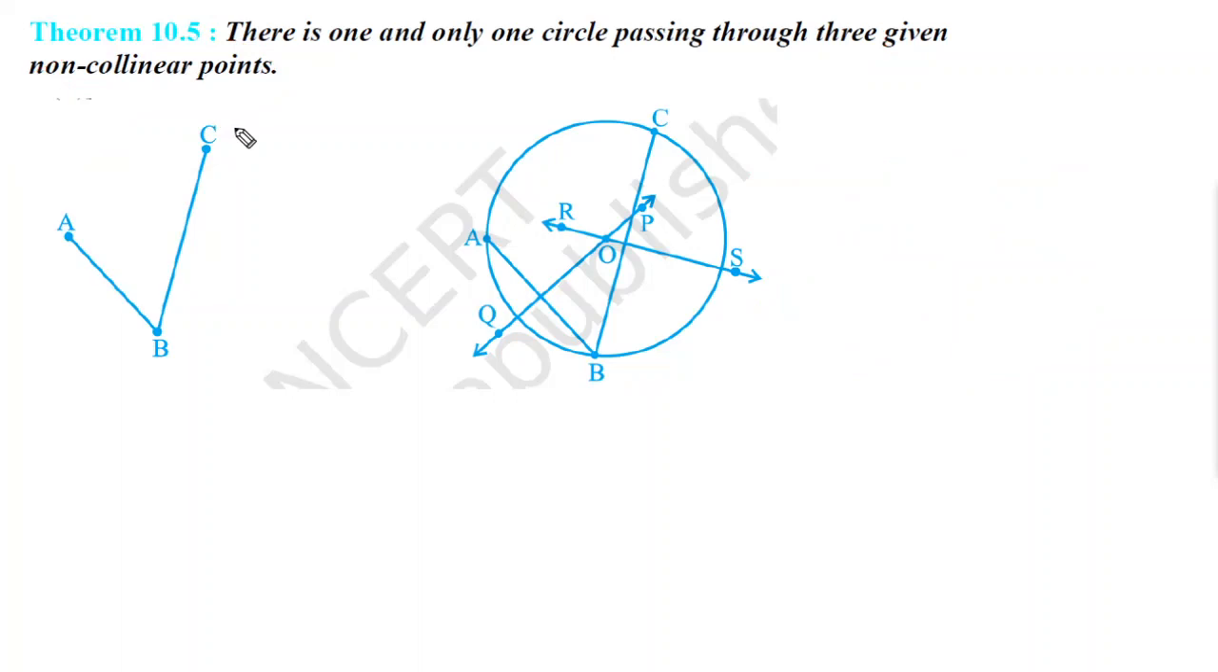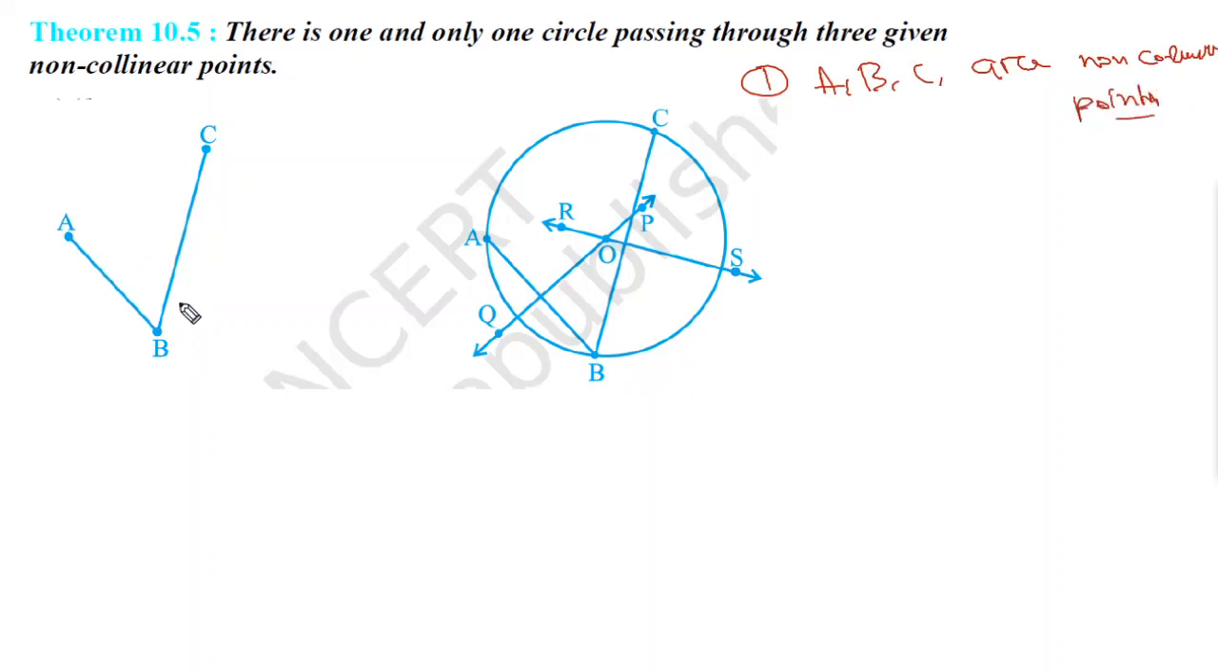So here, what we have to prove? We have to prove that one and only one circle passes through the three given non-collinear points. So first of all, our first step will be to take three non-collinear points A, B, C.